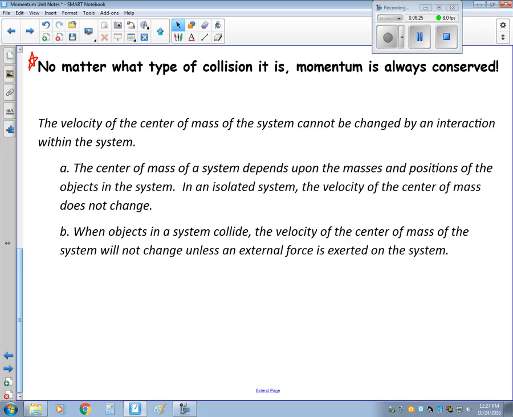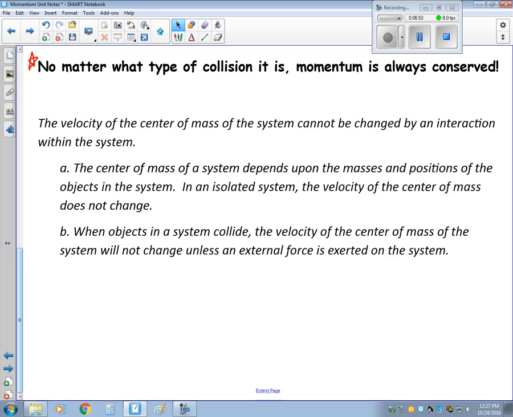When we take a look at a system, if there's nothing outside acting on that system, it doesn't matter how the things interact inside, it does not change the velocity. So another example of this might be if you are running, your body is a system. Let's say you have some atoms colliding inside of your body. That does not change your overall velocity.